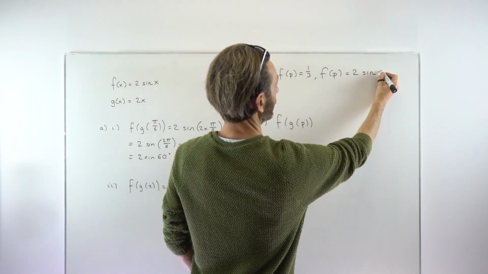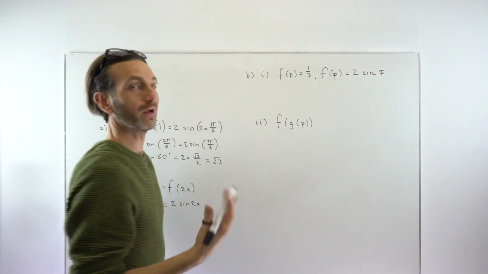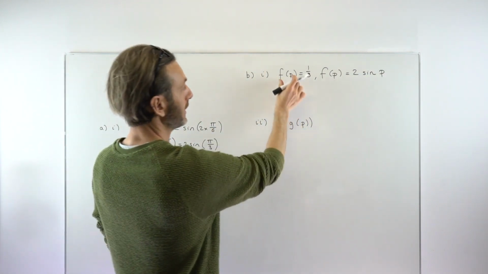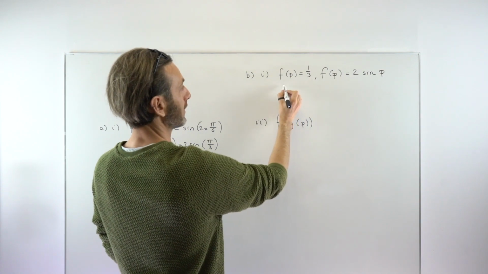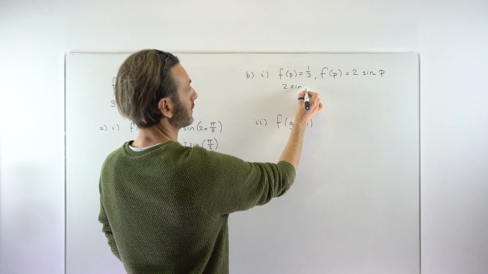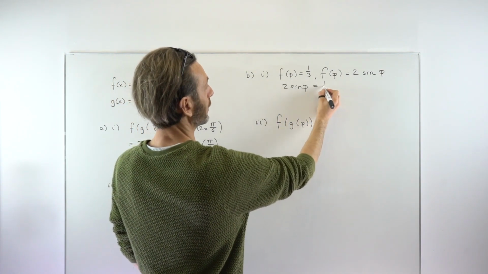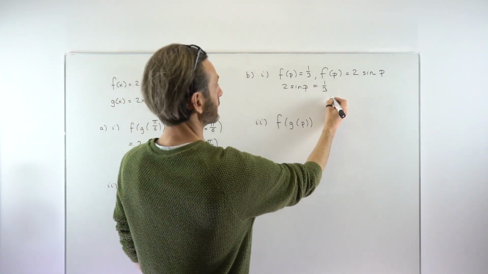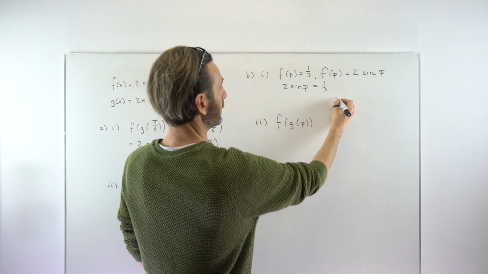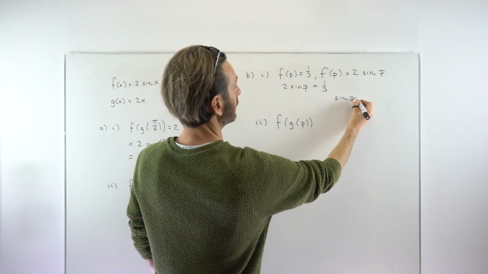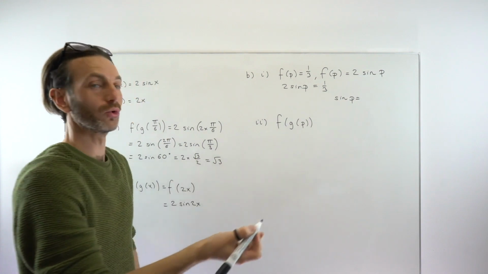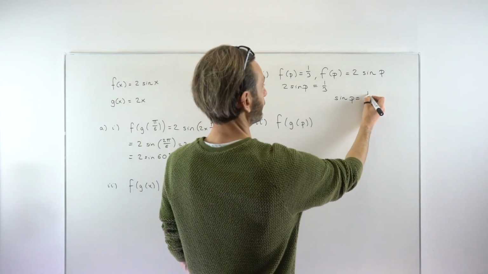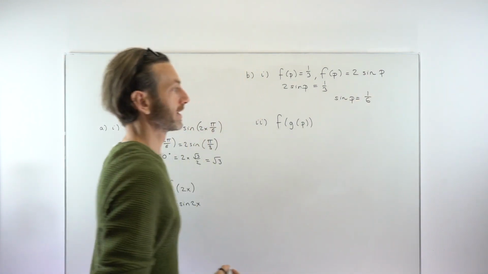Okay, like this. And the question is to work out the exact value of sine p. So these are both f of p, so we can set them equal. So we can say that 2 sine p is equal to 1/3, and then just dividing both sides by 2 to get a final answer, which I will put over here, of sine p equals 1/3 divided by 2, that's 1/6. Okay, so that is the answer for that one.